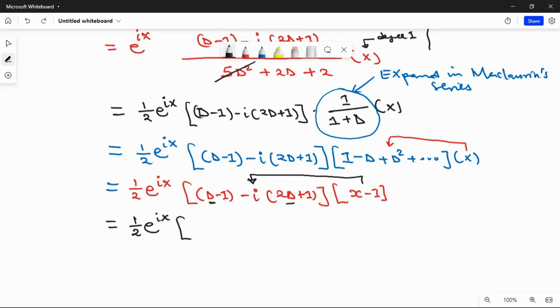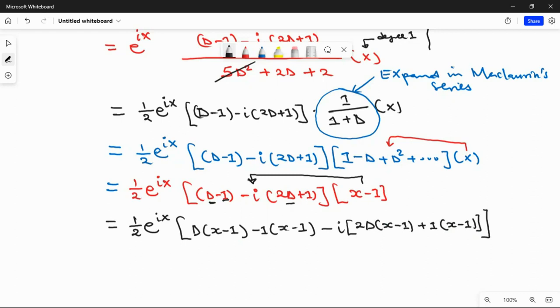X minus 1 inside, this is what we are going to get. So we'll have d operating on x minus 1. Then there's minus 1 times x minus 1. Remember this one? Then there's minus iota. Inside there we have 2d operating on x minus 1 plus 1 times x minus 1. There's a closing bracket and another bracket.